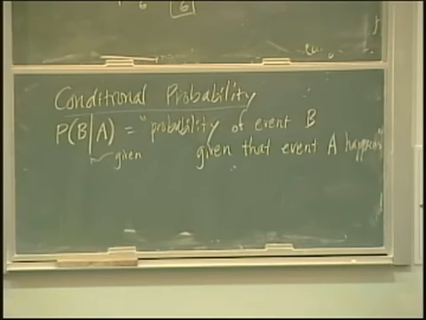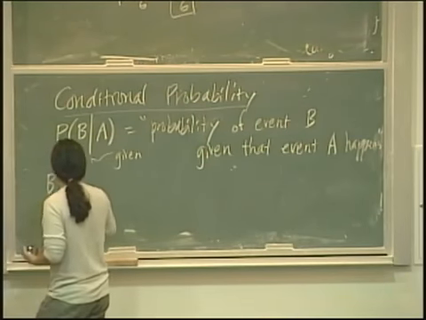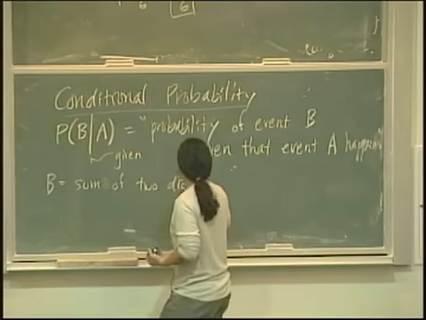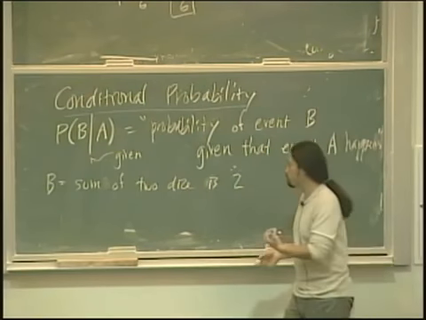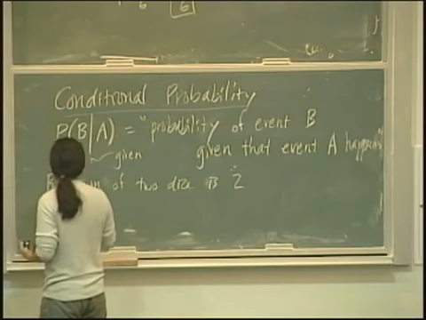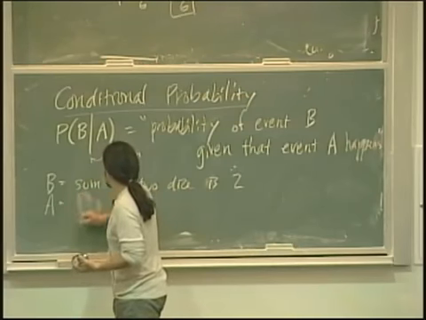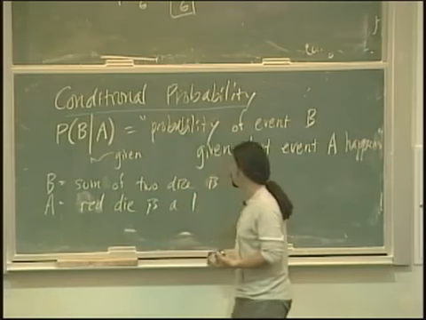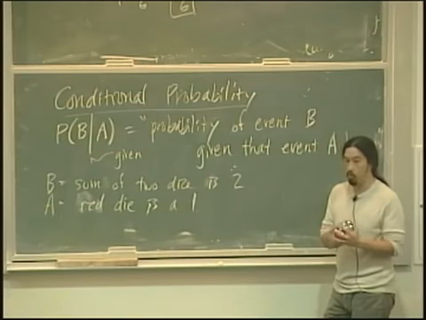And suppose I want to find the chance that event B is the sum of the two dice is equal to 2. Okay, so that can only happen if they're both 1s, right? And event A is the event that the first die, the red die, is a 1. Okay? So event B, the only way that can happen, like I said, is if they're both 1s.